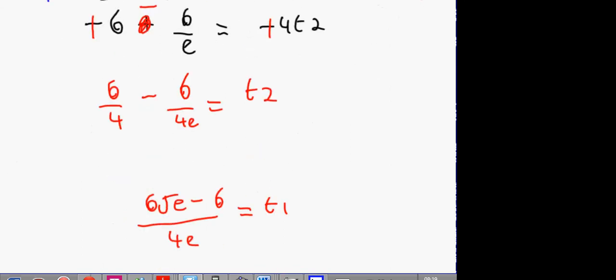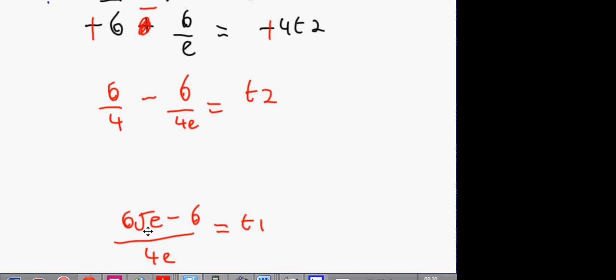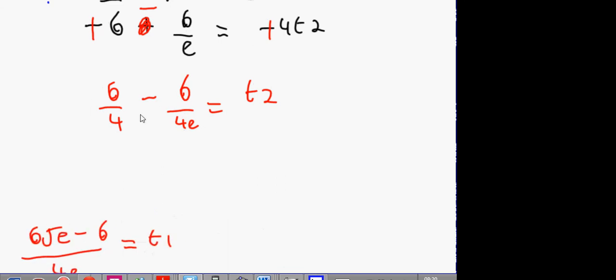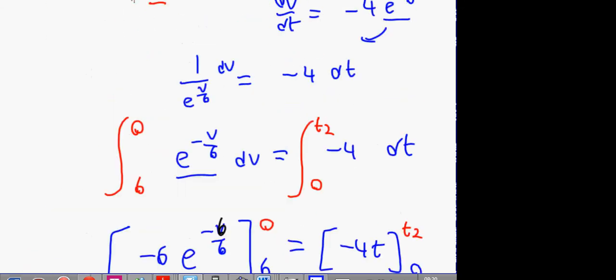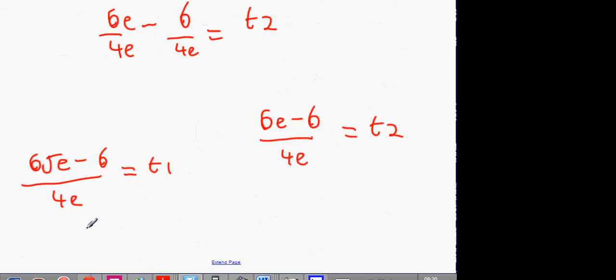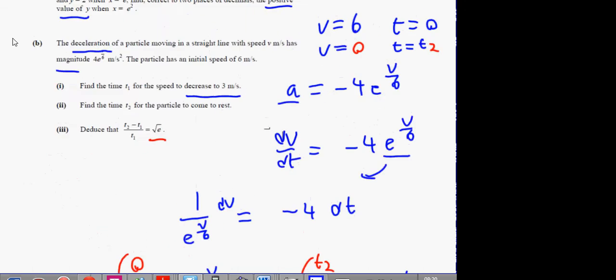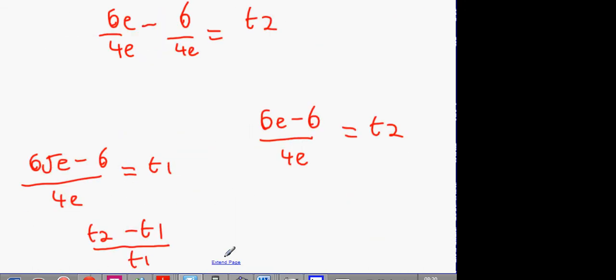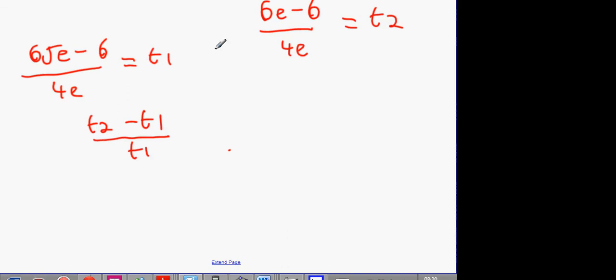Now what I'd like to do is add in an e top and bottom. So I'm going to have (6e minus 6) all divided by 4e equals t2. Now finally, the combination they want me to use for the last part is (t2 minus t1) all over t1. So t2 minus t1 all over t1. Okay, so I'm just going to put it all in and see what happens.